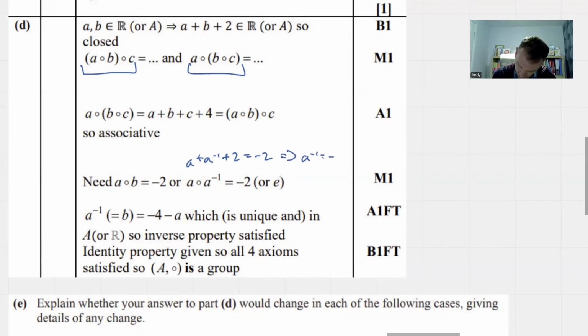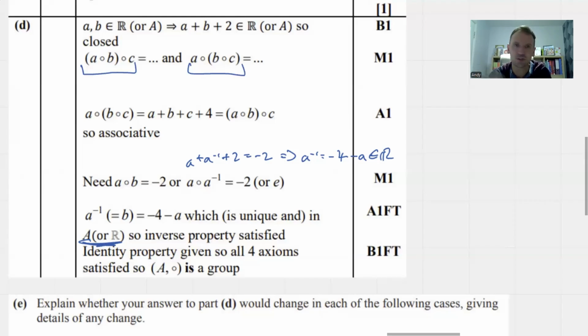Sorry, I just lost my pen for a second. -4 subtract A. So it has an inverse. We need to check one more thing. We need to state that it's in the group. Now, obviously, if A is in the real numbers, -4 subtract A is also in the real numbers. But make sure you state it. Make sure that it's in the group. You needed to get that mark there.